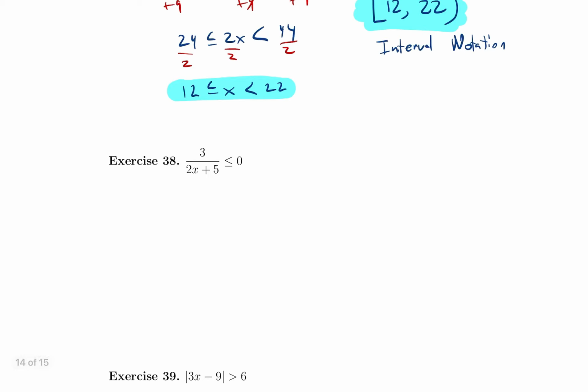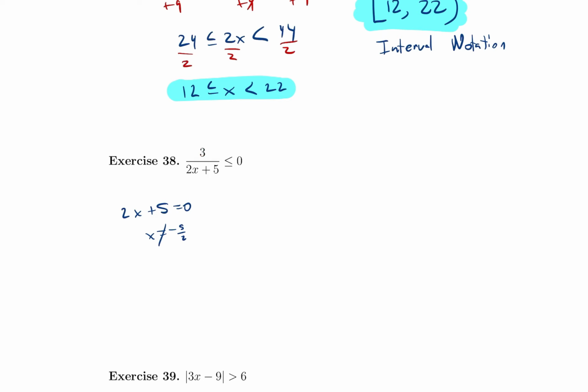All right, next example. So in this situation, when you have a rational expression inequality, you need to find the zeros of the denominator. So if you set the denominator equal to 0, you should get negative 5 over 2. So that means that x cannot equal that value, because if x equals that value, you're going to get 0 in the denominator. And in math, that's a big no-no. You can't divide by 0, that's undefined. So now we know that our x cannot equal negative 5/2.